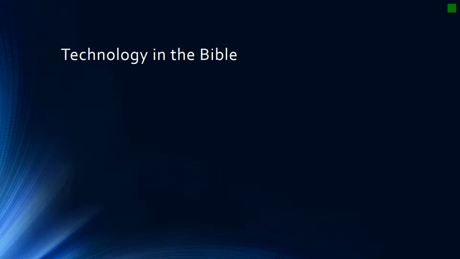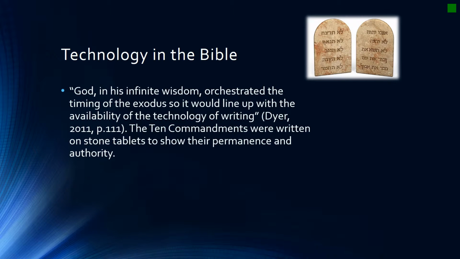Looking now into the book of Exodus, we see evidence of more technology in God's plan for his people. Moses led God's chosen people out of Egypt and used the technology of writing to give them his law. Having God's law written down would ensure that it would be understood by all. While verbal language was a form of communication, this technology emphasized permanence and authority.